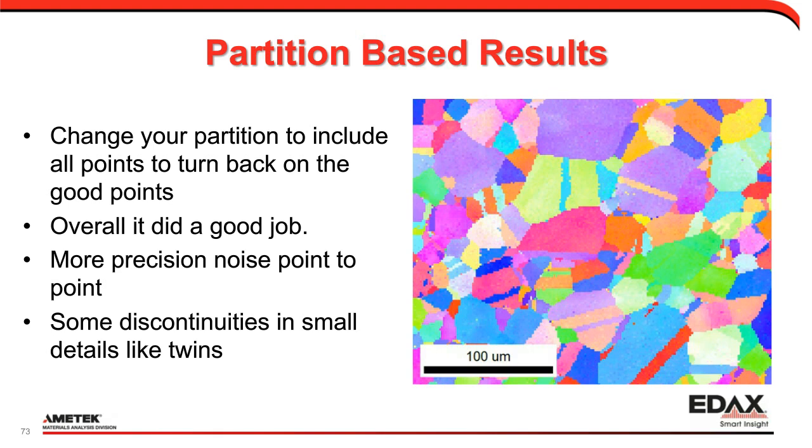And here I can see that the partition-based approach basically did a really good job. I have more precision noise point to point because I basically picked and chose each individual data point by itself and put that individual data point back in. So sometimes you can see them quite strongly, but they're better results than you had. Of course, there are some discontinuities and small details like twins. If you look at the big blue grain on the bottom, there's a single red speckle in there. That's a twin that's been lost.